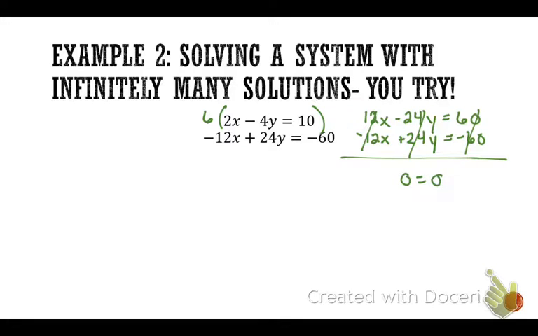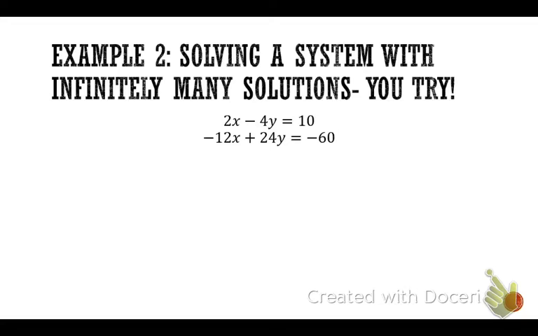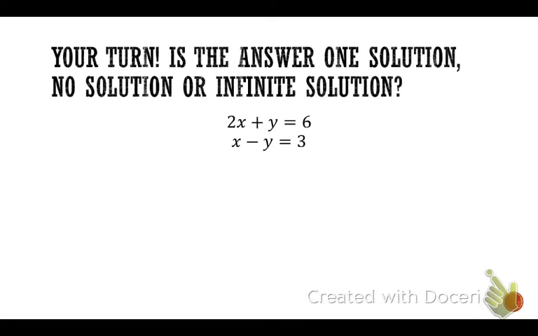So, if it's in a section where you're not really sure, this is what it's going to look like on your quiz on Friday. Is the answer one solution, no solution, or infinite? One solution means I actually can solve this. No solution means same slope, okay? They never cross. Or infinite, it's the same line.